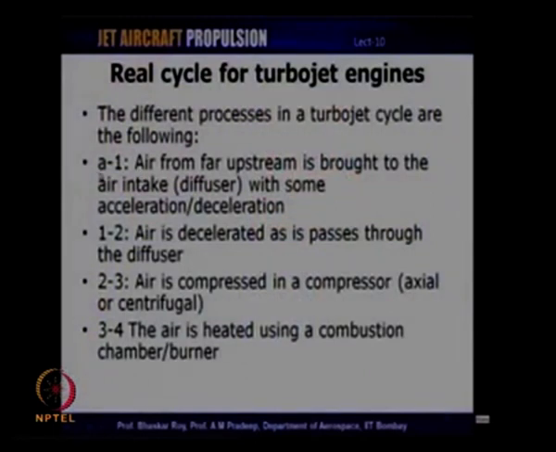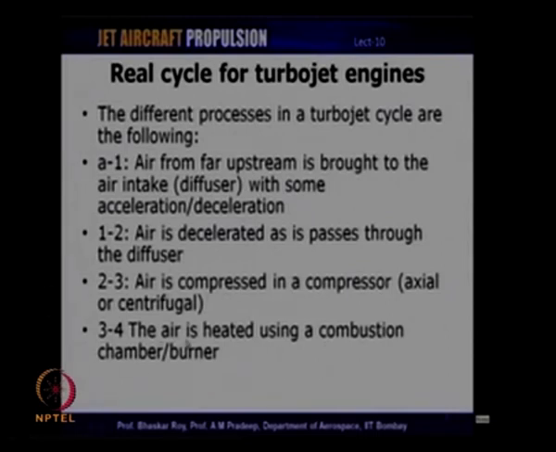If you look at the different processes, the process from A to 1 is that the air is compressed in the free stream itself, which we will discuss later when we discuss the diffuser, that is, how compression can actually take place before even the diffuser begins. Then between 1 and 2, the air is decelerated as it passes through the diffuser. Between 2 and 3, we have the compressor where air is compressed, and it could be either an axial compressor or a centrifugal compressor. We will discuss that in detail in later lectures.